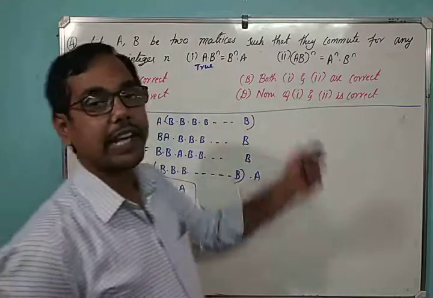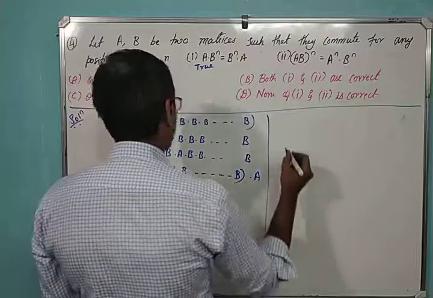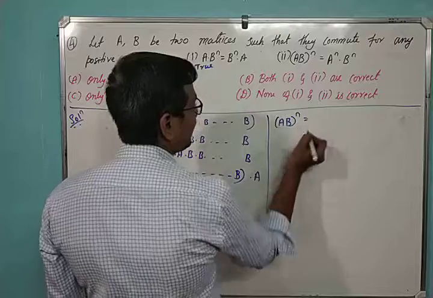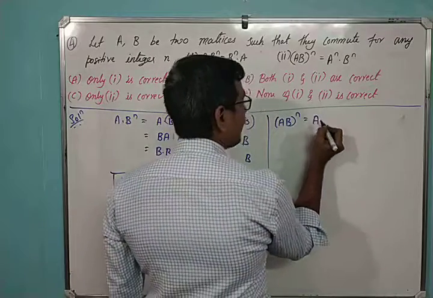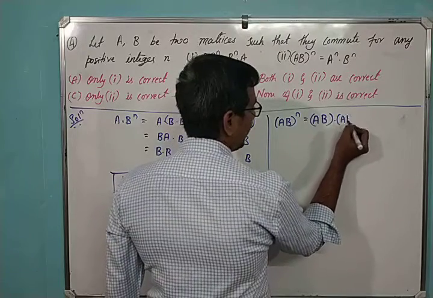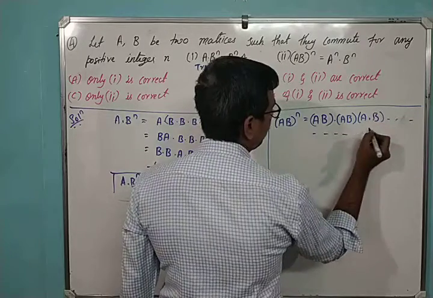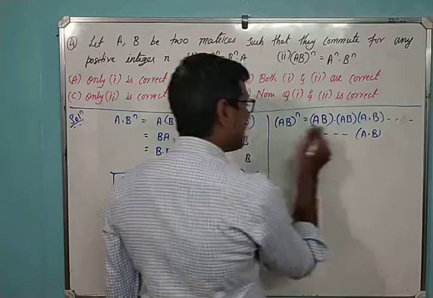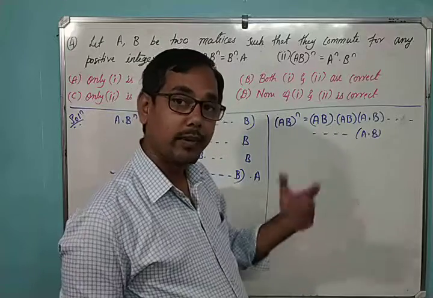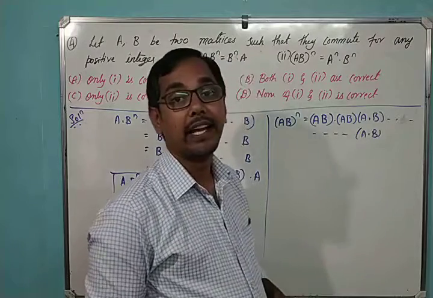Okay. Coming to the second one. Same thing is there. On a similar basis, I can prove the second one also. What is the second one here? A into B whole power n. I can write it as A into B, A into B, A into B, so on up to A into B. Here A into B is multiplied n times. If this is square, A into B is multiplied 2 times. If this is cube, A into B is multiplied 3 times. If this is n, A into B should be multiplied n times.